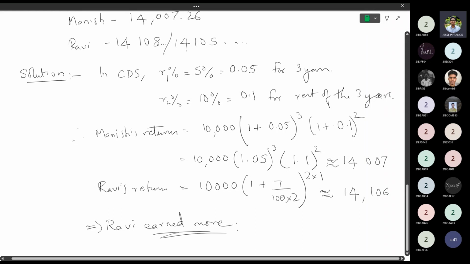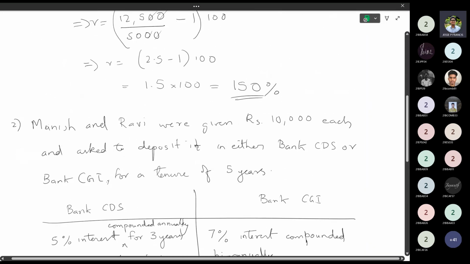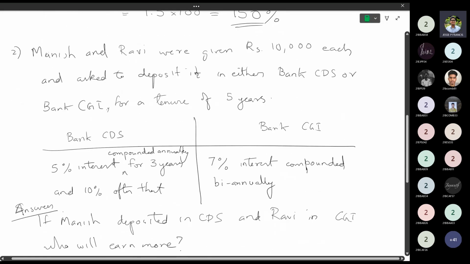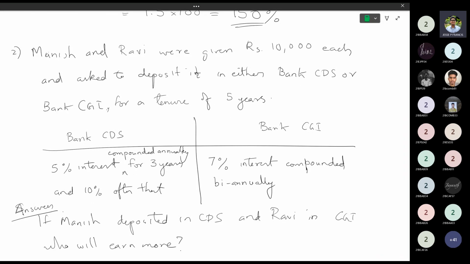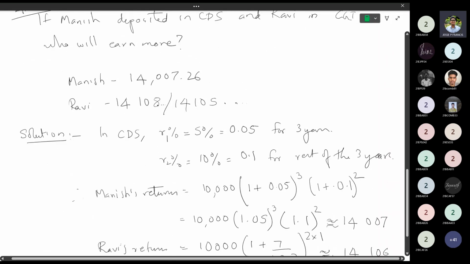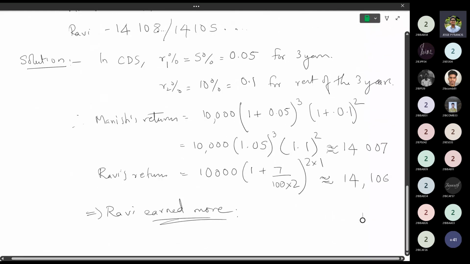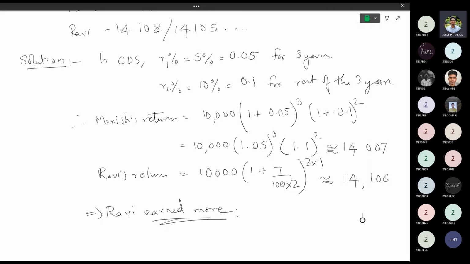All right, so see how we were able to, suppose it need not be Manish or Ravi. You had to invest in a certain bank. You are planning to start a fixed deposit. Where would you use it? Where should you deposit? To decide that, it's better if we know how the calculation is made. Okay, so it's clear that we earn more.